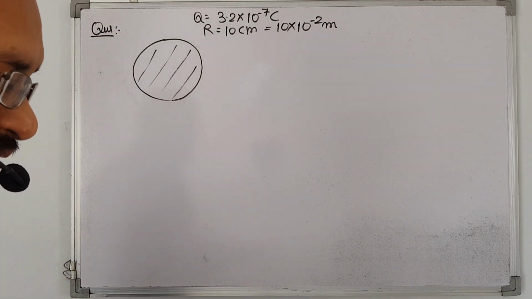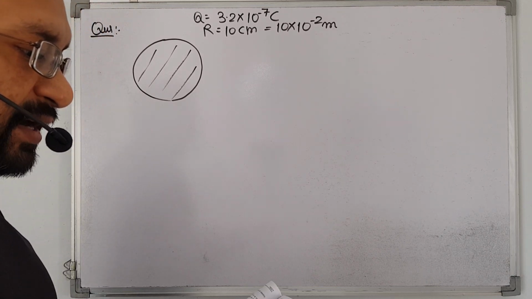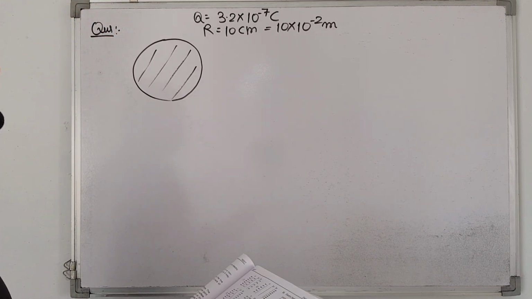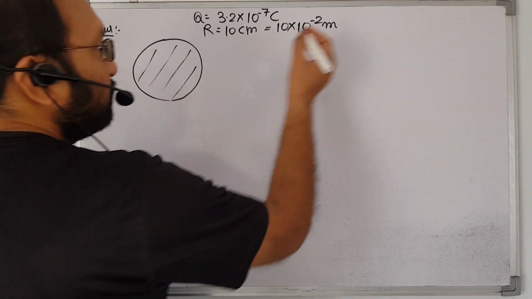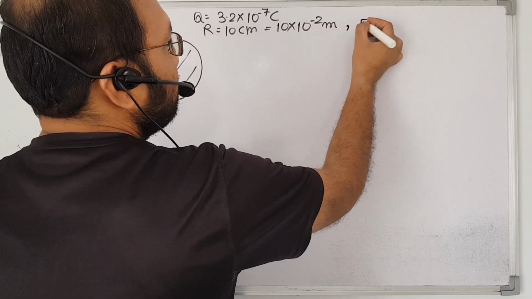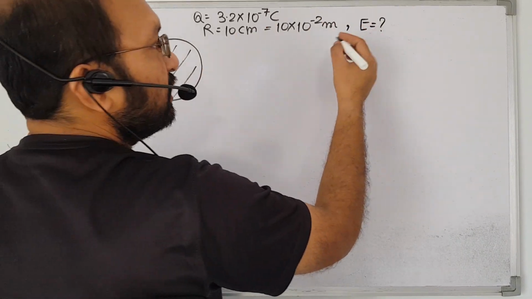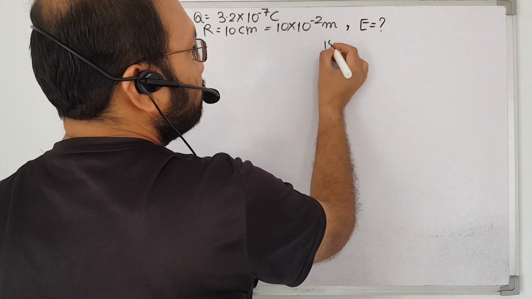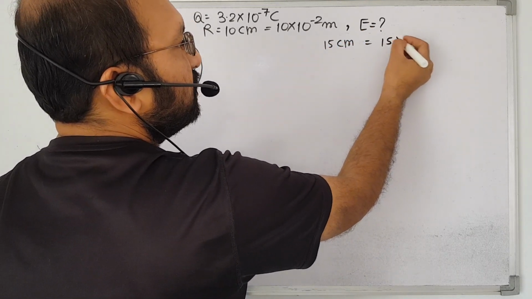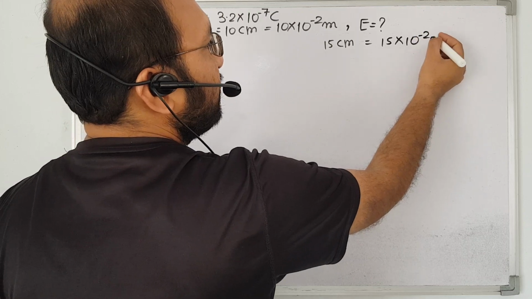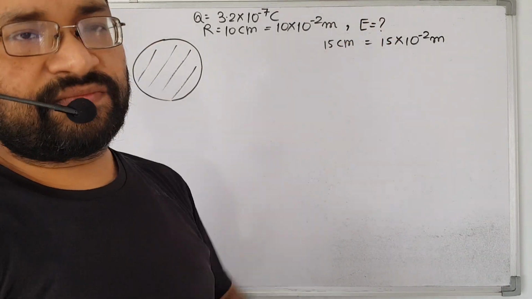Then we have been asked, what is the magnitude of electric field at a point 15 centimeter from the center of the sphere. Now we have to find the electric field at a distance of 15 centimeter, which means 15 × 10^-2 meter. At this distance we have to find the value of electric field.